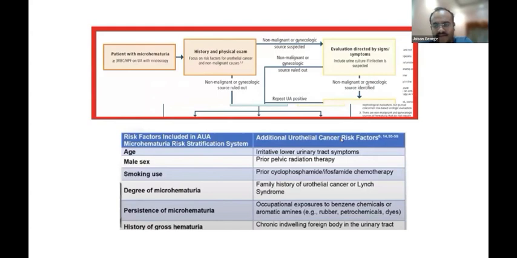Identify the risk factors which I've shown in this table, like age, male sex, degree of microhematuria, persistence of microhematuria, whether there is gross hematuria or not. Also look at additional risk factors for urothelial carcinoma, like lower urinary tract symptoms, frequency, urgency, prior pelvic radiation, history of cyclophosphamide use, occupation like exposure to benzene or aromatic amines, whether there's any history of chronic indwelling Foley's catheter which can irritate the bladder.